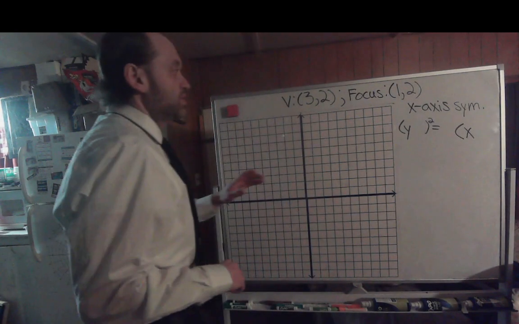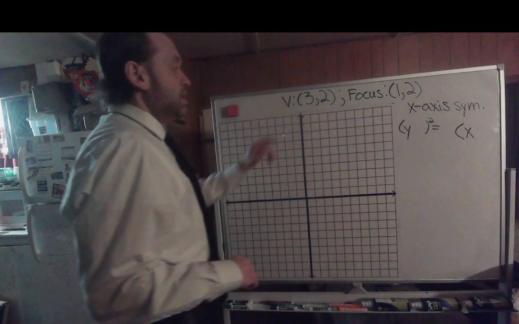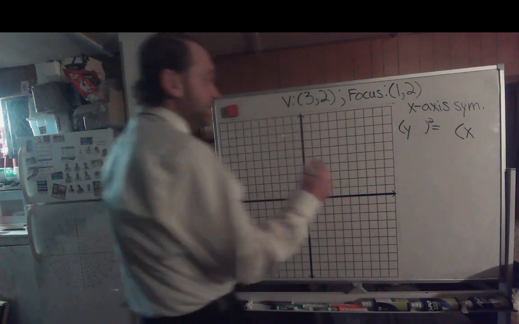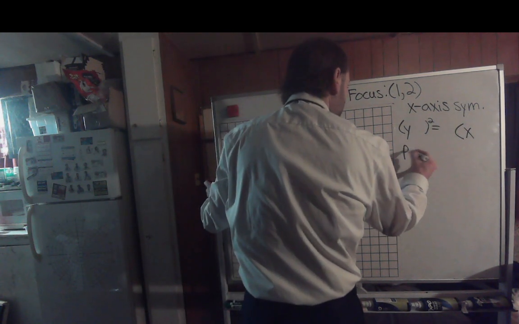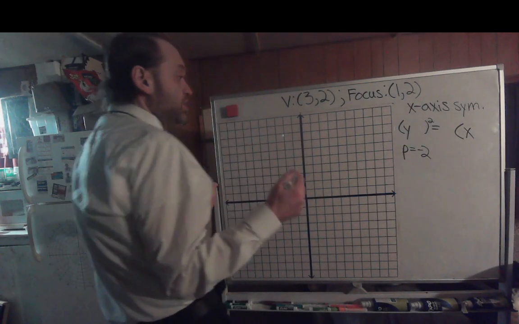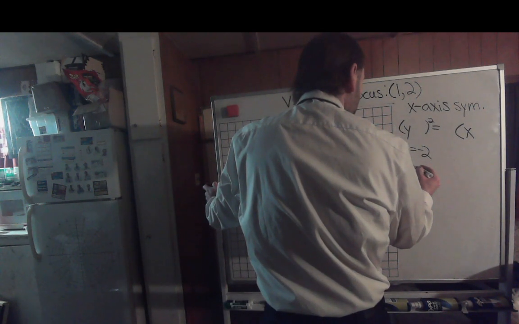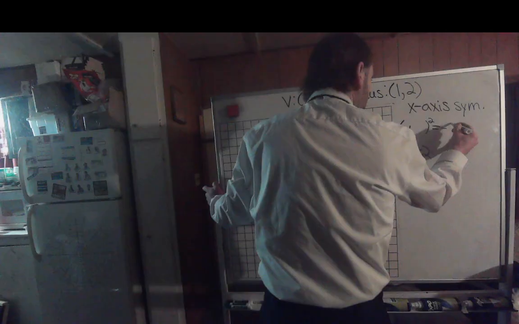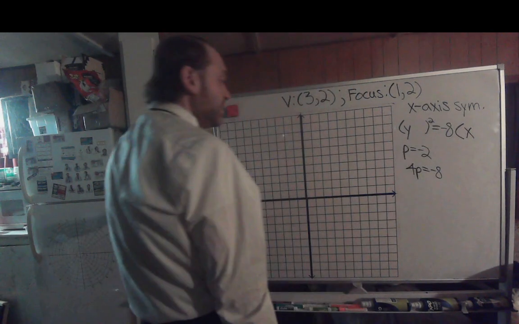Now, if your focus is 1, your vertex is 3, that means because to get your focus you have to add p. Well, that means p equals -2, right? If you're adding p. So we need to find 4p then. 4p would equal -8. So now we know the coefficient outside of the x is -8.